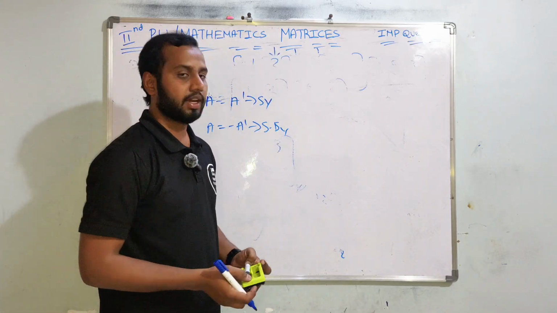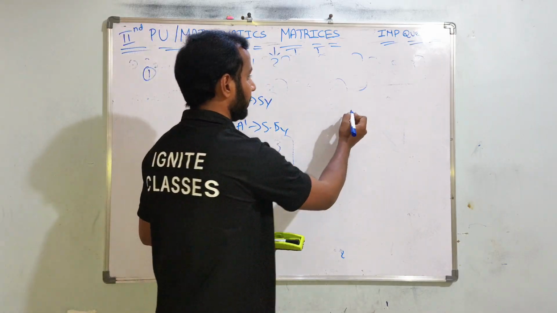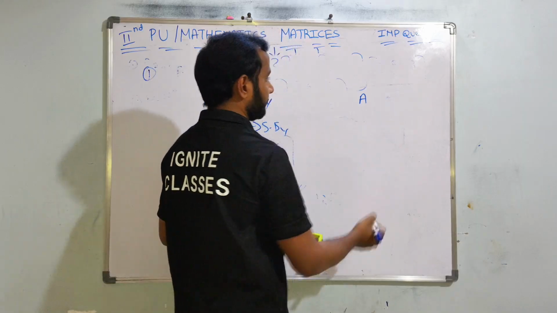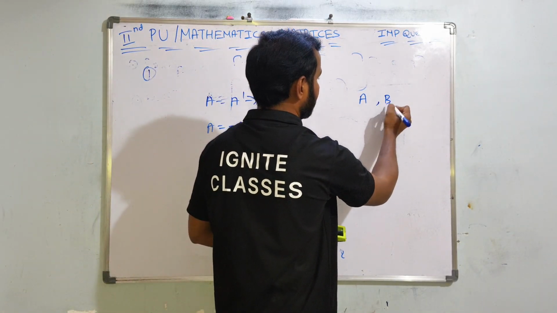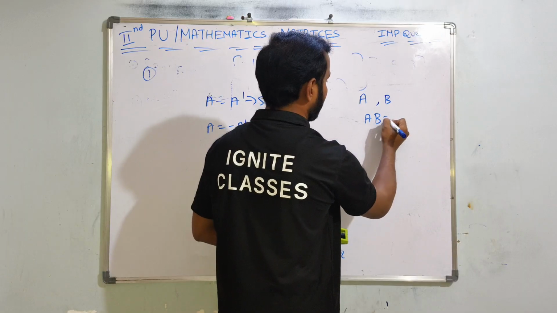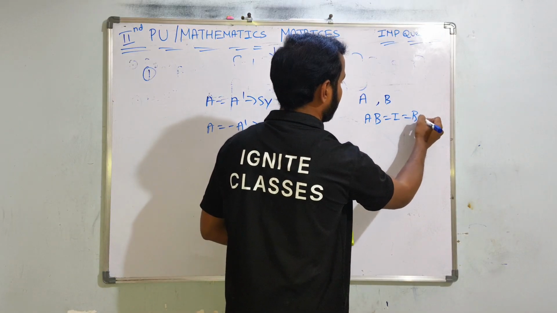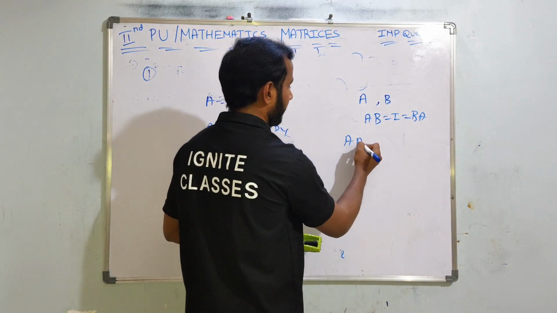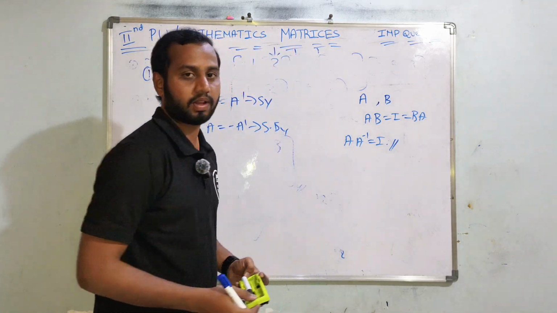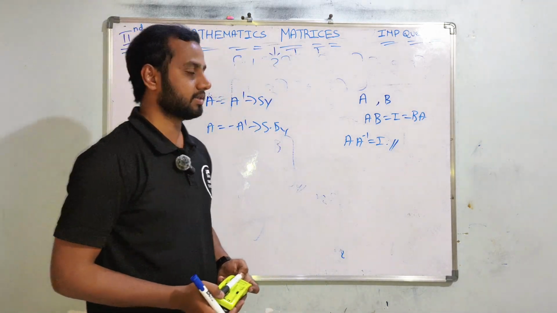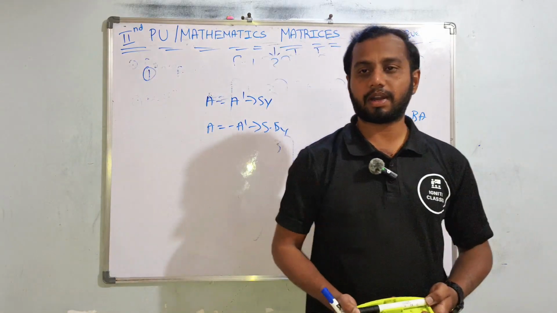One more topic is your invertible matrix. Invertible matrix means, for example, if A is a square matrix and a matrix B exists such that A into B is equal to I, or else B into A. It is possible only when A into A inverse is equal to I. This is known as your invertible matrix. These are the important concepts in your matrix chapter.